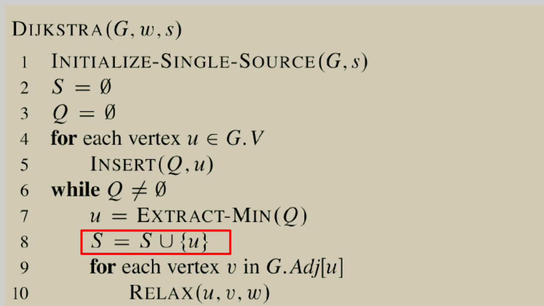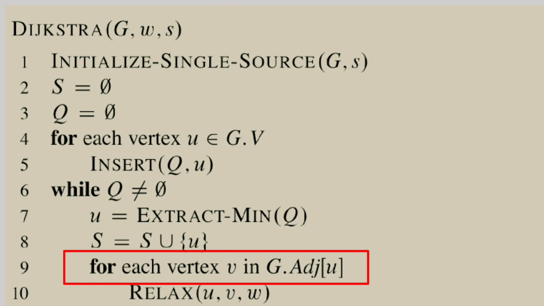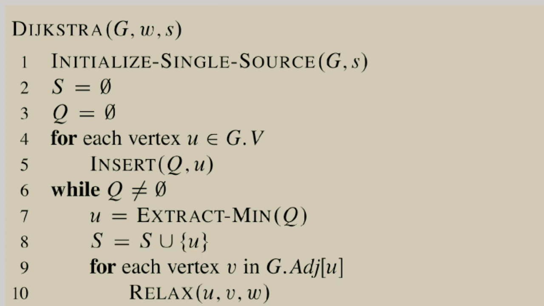Now the for loop in line number 9 examines all the vertices which are adjacent to vertex u. In other words, each vertex v is examined if there is an edge from u to v. And finally, by calling the relax function in line number 10, it is checked whether the shortest distance to v can be improved by passing through u. This is done by the relax procedure, which is already explained.